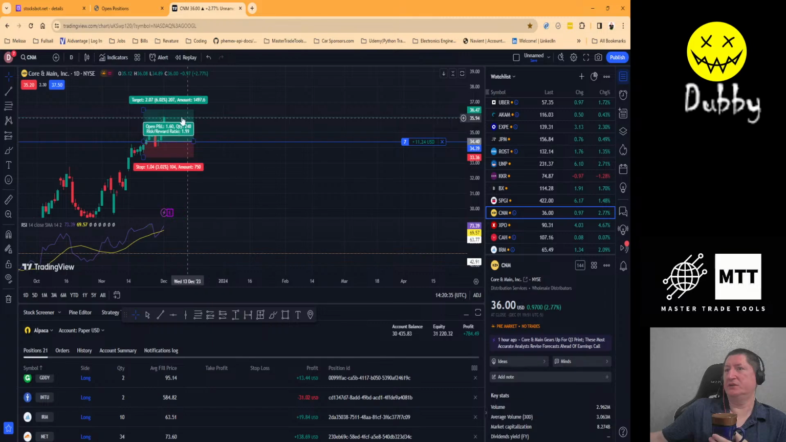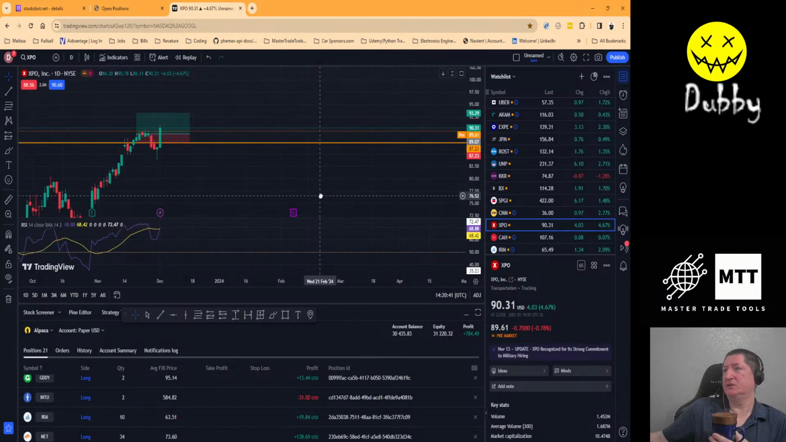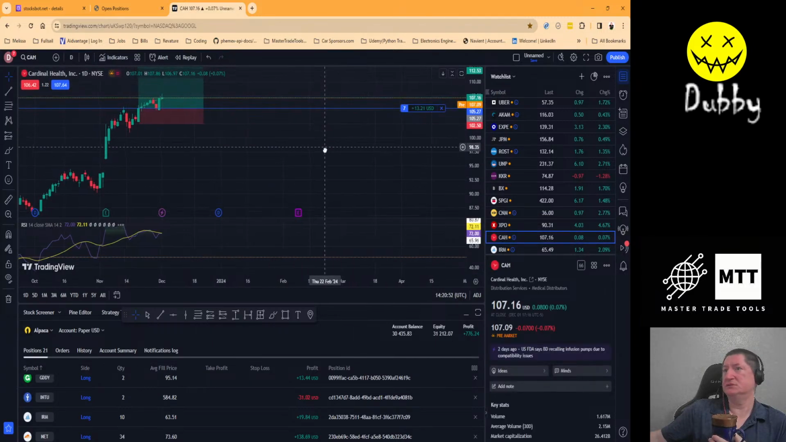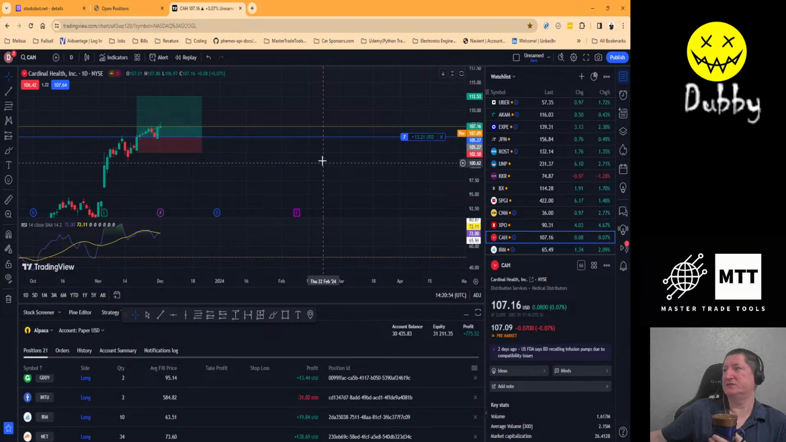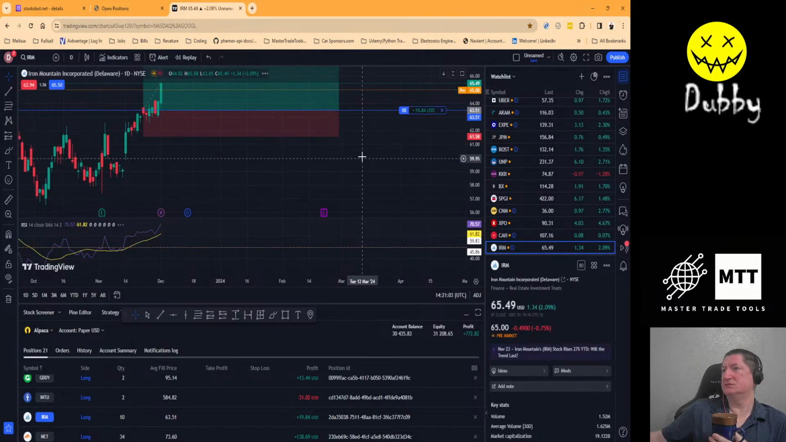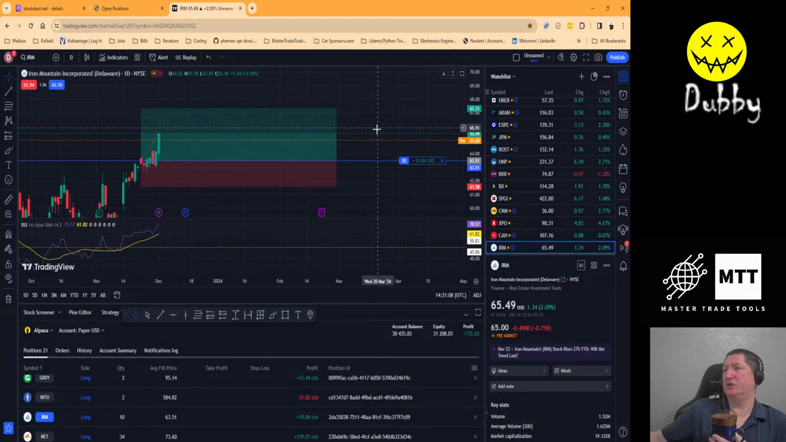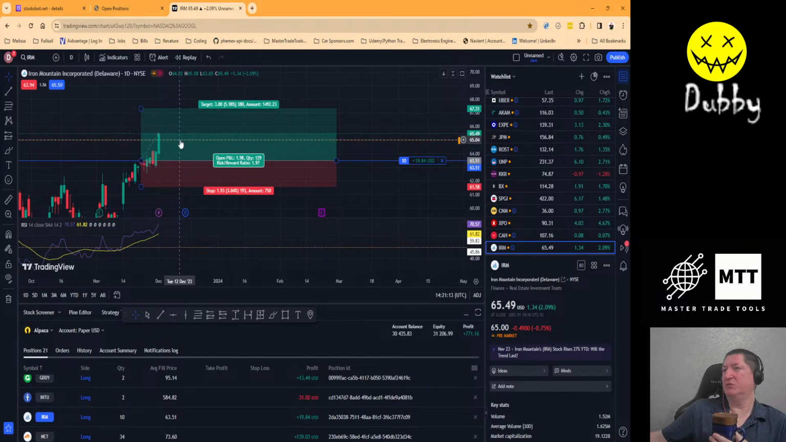Okay, we're still in this one, getting close to our take profit point. XPO, a little bit of movement to the downside with pre-market, but we're still in our green area above our purchase price. Still in green. This one's looking really good. It's about at its halfway point. Pre-market movement dropped it a little bit.